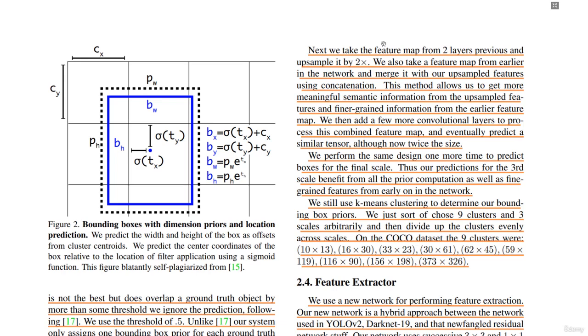We also take a feature map from earlier in the network and merge it with the upsampled features using concatenation. This method allows us to get more meaningful semantic information from the upsampled features and finer-grained information from the earlier feature map. We then add a few more convolutional layers to process this combined feature map and eventually predict a similar tensor, although now twice the size. We perform the same design one more time to predict the boxes for the final scale. Thus, our predictions for the third scale benefit from all the prior computation as well as fine-grained features from early on in the network. Also, k-means clustering is used in determining the bounding box priors. These bounding box priors are the anchor boxes which we've seen already.